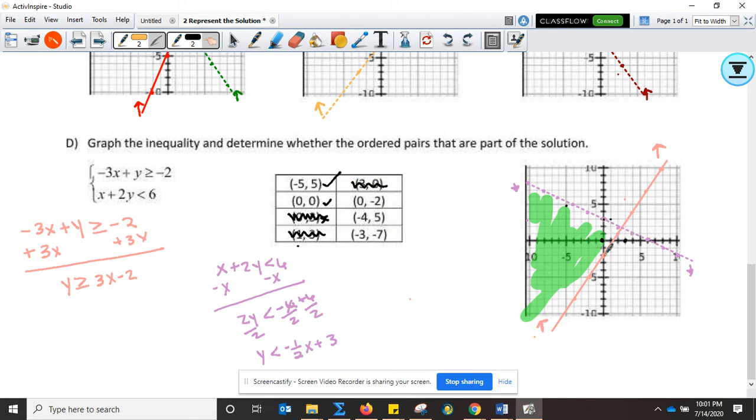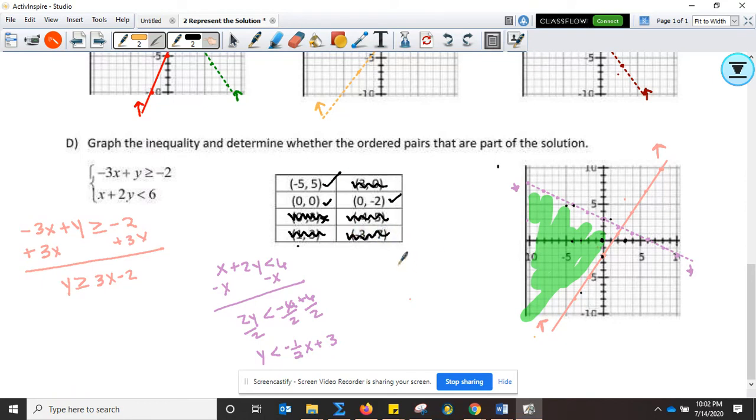0, negative 2. It's on the solid line. So yes, that is part of the solution. Negative 4, 5. That's right up here. If you notice, negative 4, 5 is on the dotted line. So that is not part of the solution. Okay. And then we have negative 3, negative 7. Nope, that is not part of the solution either.